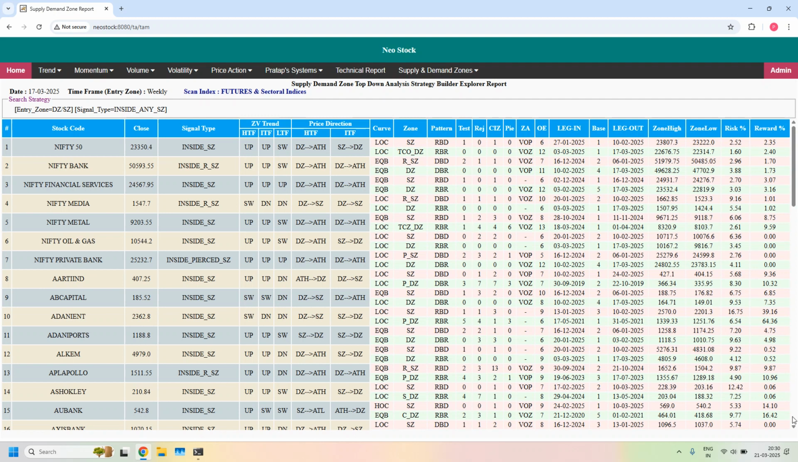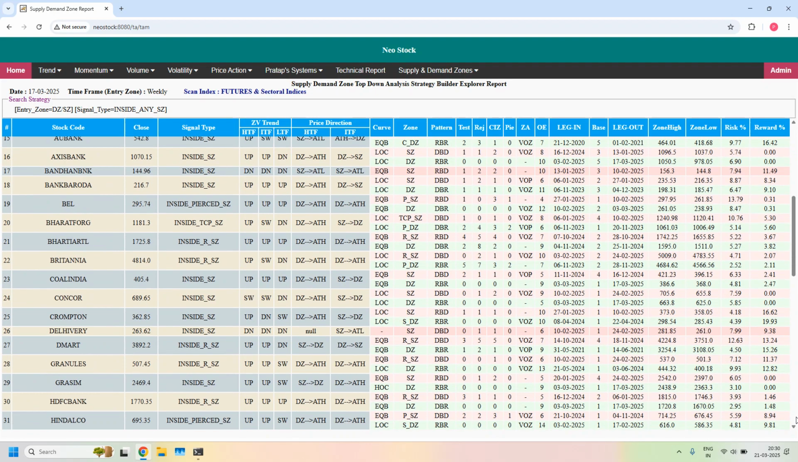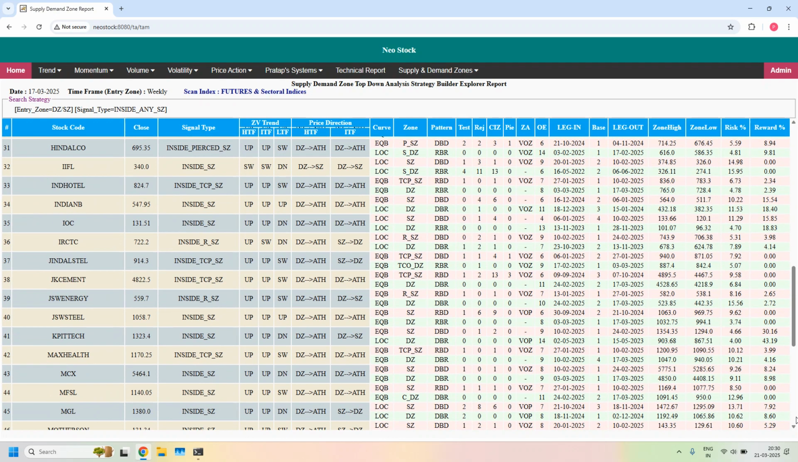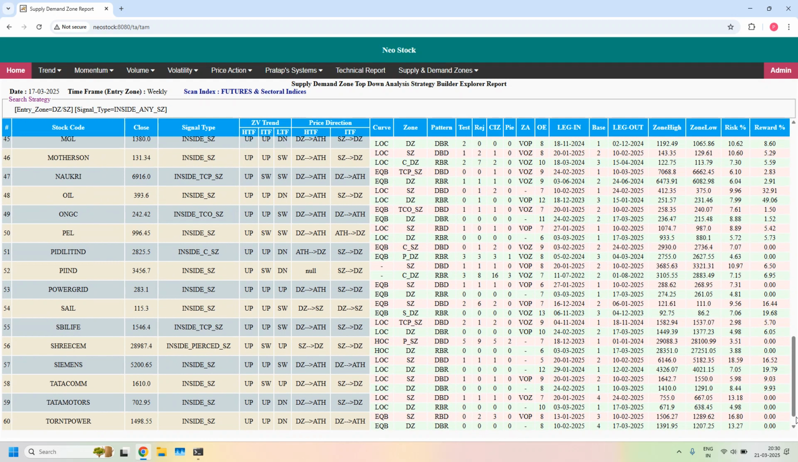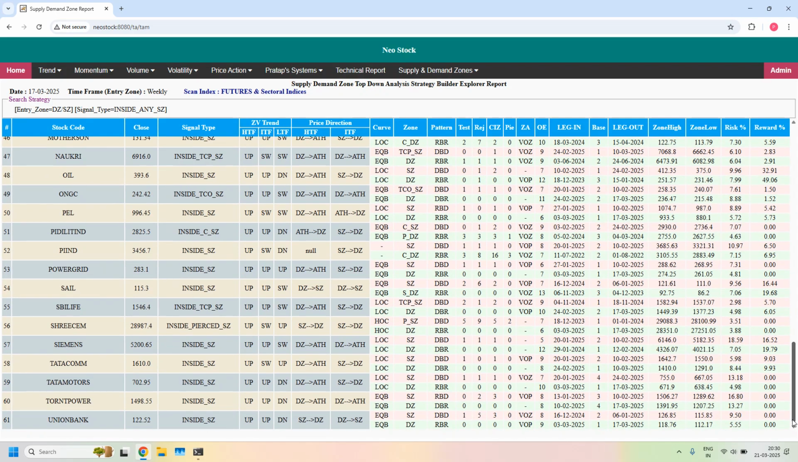Okay, I'm scrolling the list down. First 15 stocks in the list, I'm scrolling the list down. So total 61 stocks, current price closed inside the weekly supply zones. Now let us further filter this list based on weekly supply zones having weekly EMA Confluence.